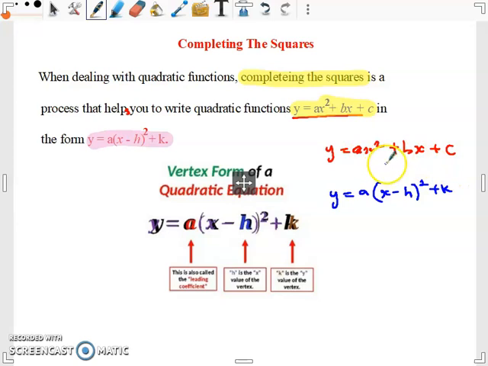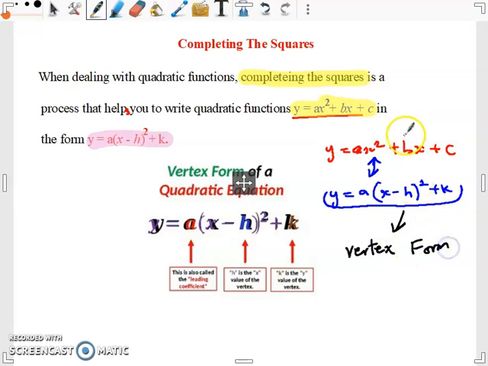Good. And you can actually move through this interchangeably. You can move from one to the next, and this is called the vertex form. So the completing the square method helps us to find the vertex form. It is called the vertex form, V-E-R-T-E-X, vertex form, and this one is called the standard form of the quadratic function.